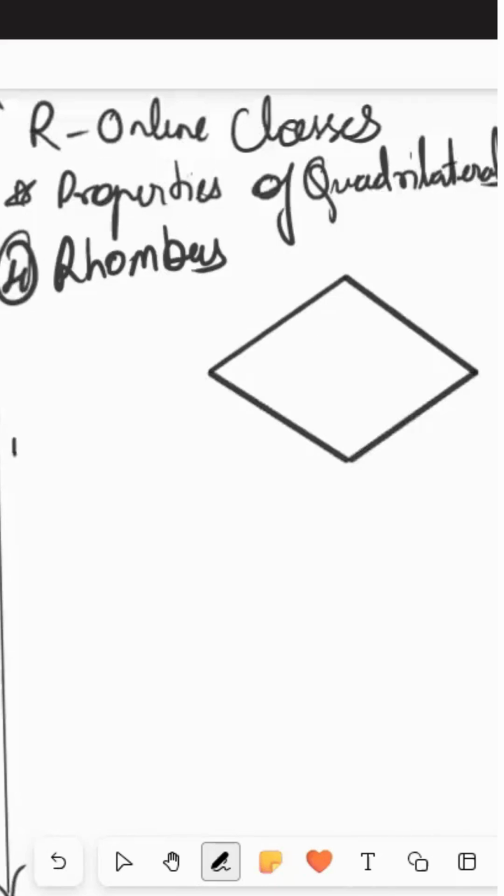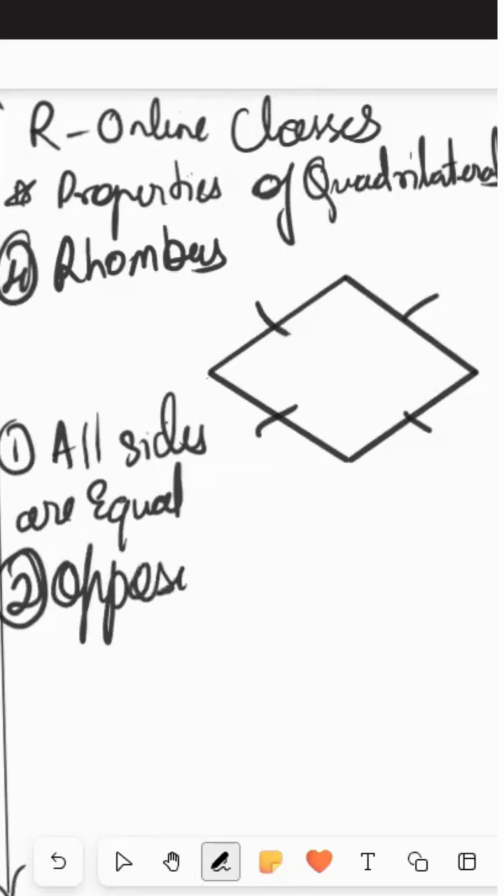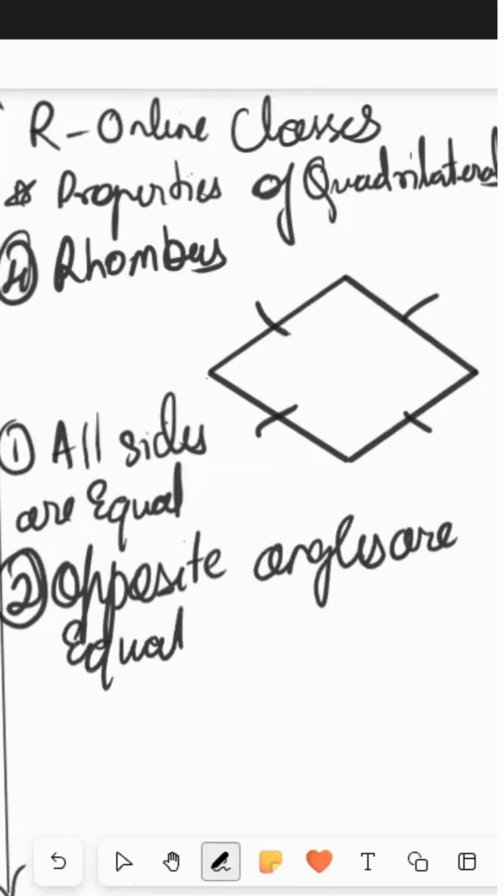All sides are equal. The first property. Okay, so square and rhombus have all sides equal. All angles are not equal. Okay, so remember this part. Opposite angles are equal. As you can see from the diagram, this is equal to this and this is equal to this.